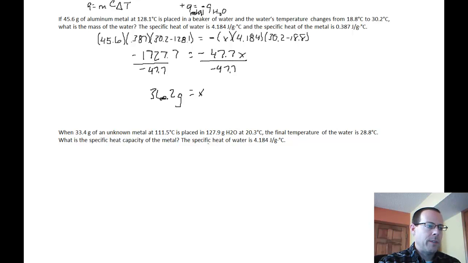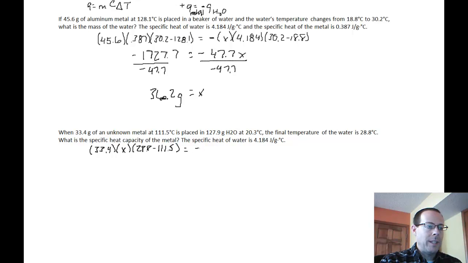The other one is a little bit different, and if we read this one, we see when 33.4 grams of an unknown metal at 111.5 degrees is placed in 127.9 grams of water at 20.3 degrees, the final temperature of the water is 28.8. What is the specific heat of the metal? Alright, so same idea. We're going to take mass of metal, so in this case 33.4 grams, and we're going to multiply that by X. That's our unknown this time. What's the specific heat of the metal? And then my final temperature is going to be 28.8 minus 111.5. So that's the change in temperature of my metal.